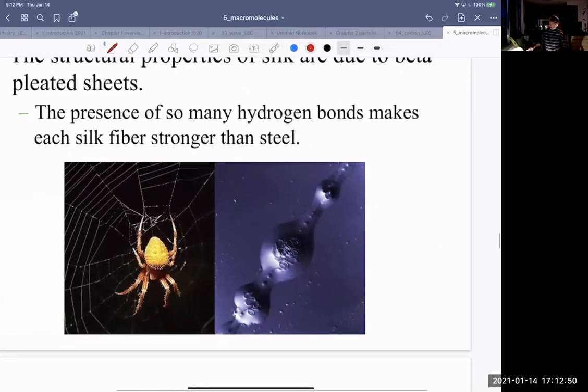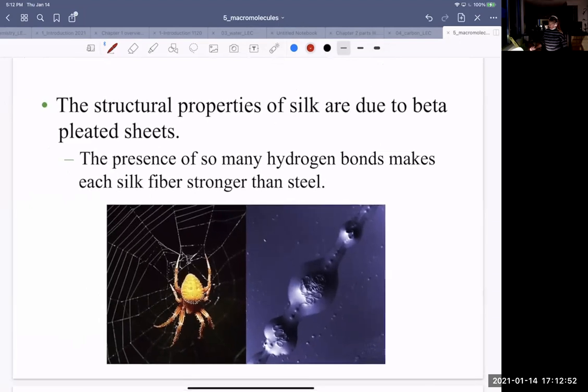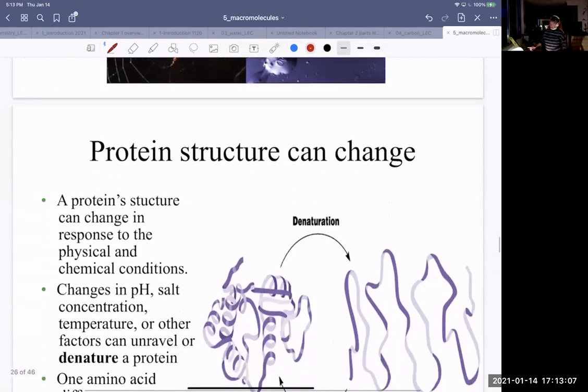Yeah, so the structural properties of silk are due to beta pleated sheets. That makes silk fiber incredibly strong. So strong, it's just not funny. And I'm going to show you a video on that in a sec.